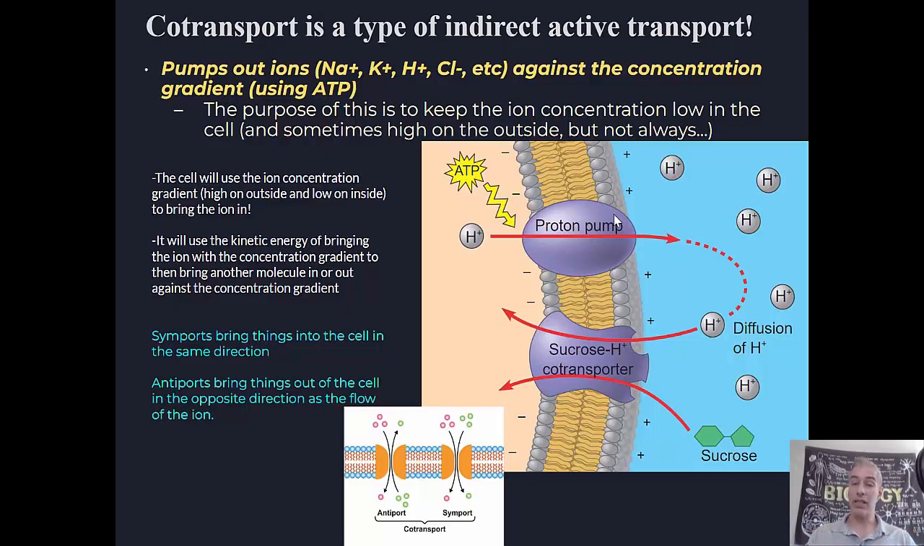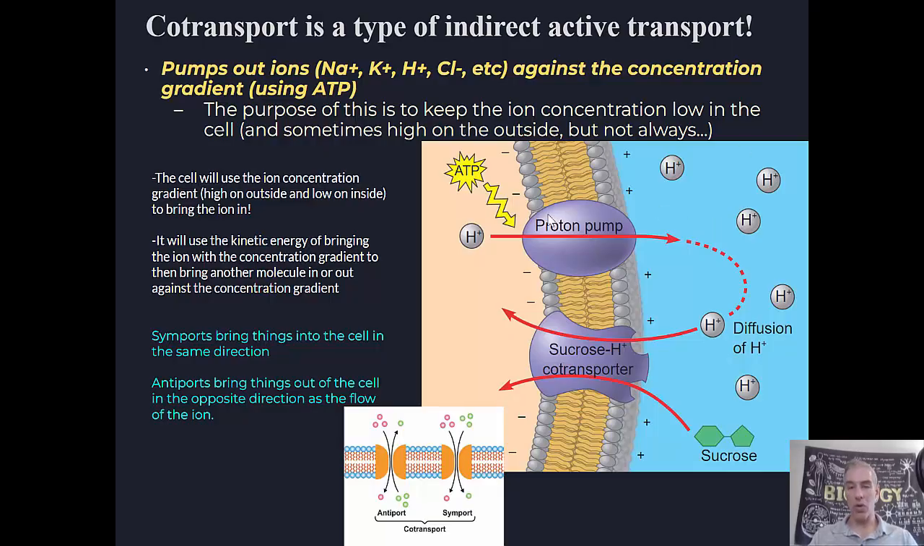This is called a symporter. It's a symporter because they're going in a similar direction. The hydrogen's flowing in and bringing sucrose in with it. Sometimes hydrogen will flow in and pump something out in the opposite direction. That would be called an antiport. But in both cases, they're using this potential energy of hydrogens flowing across and then the kinetic energy of them flowing across to bring something else either into the cell or get something out of the cell against the concentration gradient, something that isn't easily crossed. Okay.